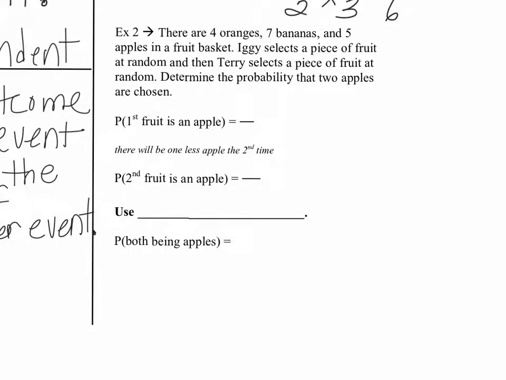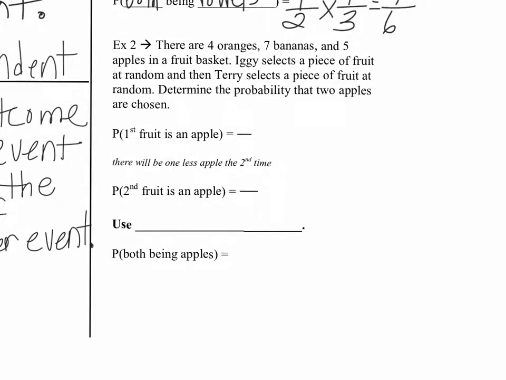Example number 2. There are 4 oranges, 7 bananas, and 5 apples in a fruit basket. Iggy selects a piece of fruit at random, and then Terry selects a piece of fruit at random. Determine the probability that 2 apples are chosen. The probability of the first fruit being an apple is 5 out of, how many pieces of fruit do you have? Let's add that up. 7 and 4 plus 5 gives you 16. 5/16.